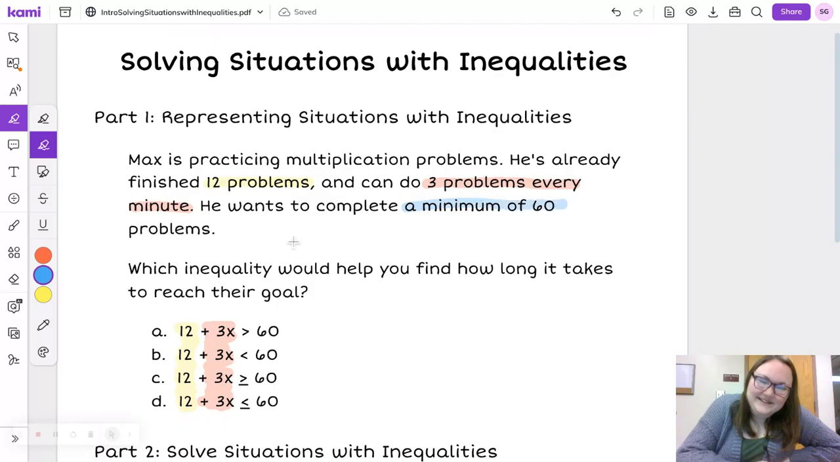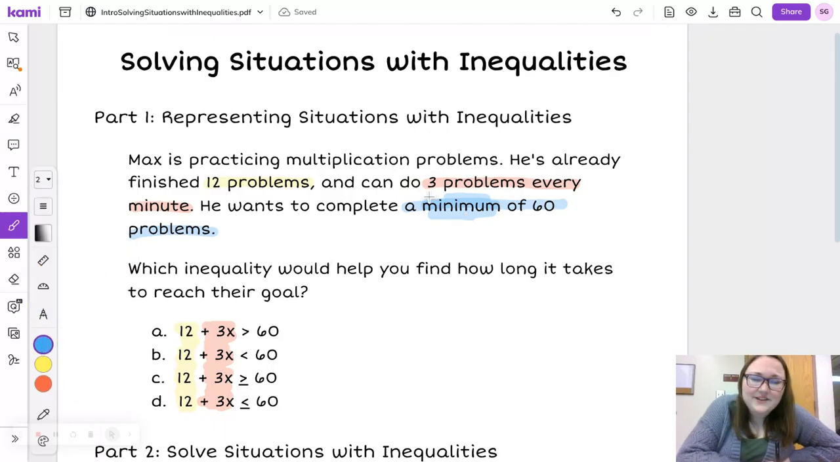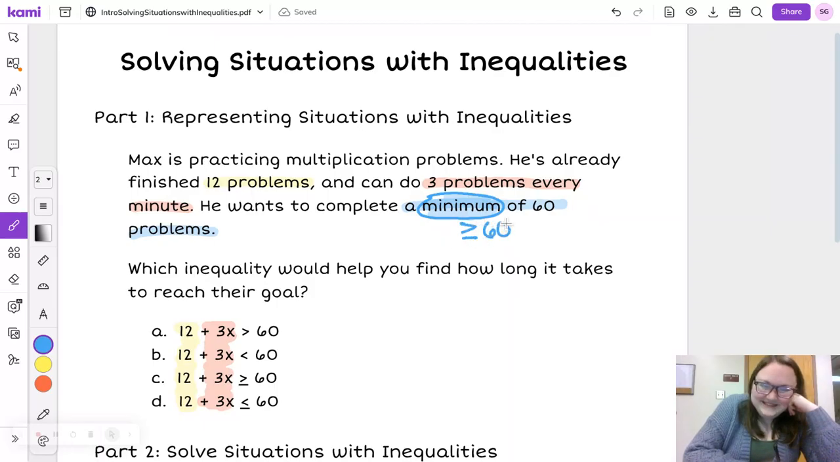So this here is his goal. And the key word in that is this word here, minimum. If you say you want to do a minimum of 60 problems, think about that word using like less than or greater than. Minimum means 60 is the smallest number he wants to do. He would not be happy if he only did 30 because 60 is the smallest thing he's okay with. That means he wants to do 60 or more. That word minimum means greater than or equal to 60.